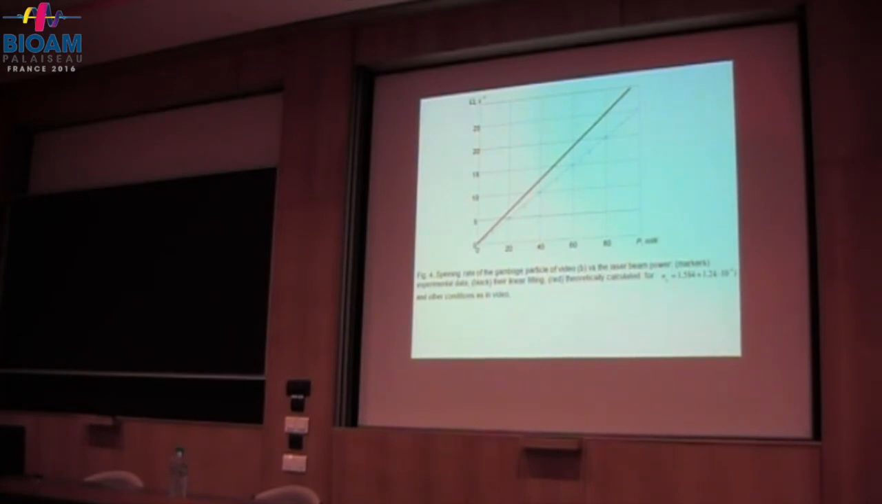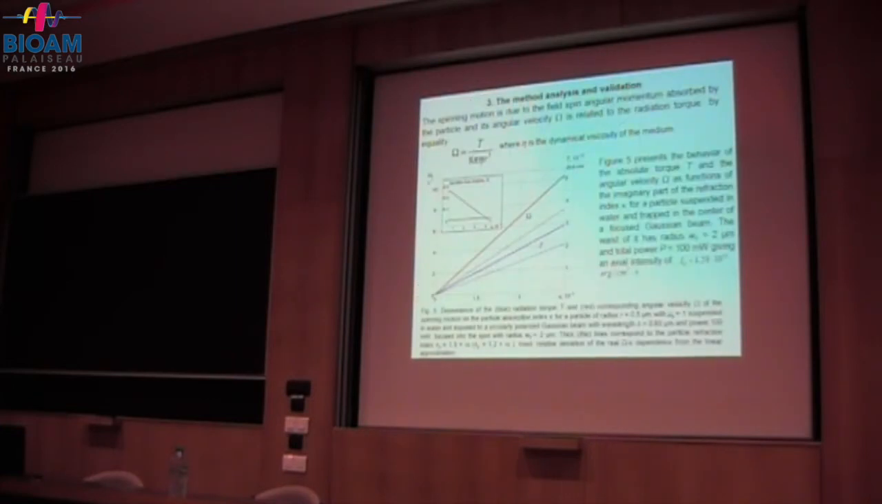Here you can see the spinning rate of Gaussian particles of video B, for the experimentally measured and theoretically calculated. The method analysis and validation.